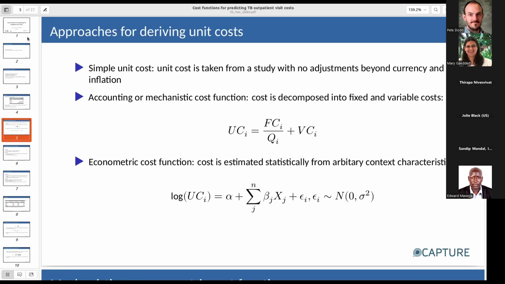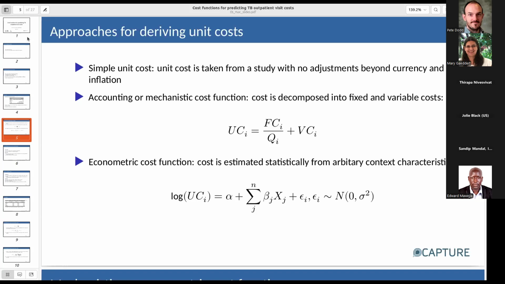So, approaches for deriving unit costs from secondary data. These typically break down into 3 approaches. On the one hand, you could just take a unit cost from a study, make adjustments for currency and inflation, but it's not decomposed any further or adjusted any further. So it's like a sample mean, basically. And then you just multiply that by the volume of services in your modeling exercise to get the total cost. And then proposed improvements over this, because obviously taking a unit cost, assuming that it's constant across different levels of scale, is a pretty strong assumption.